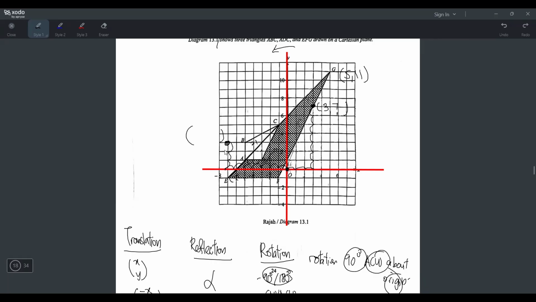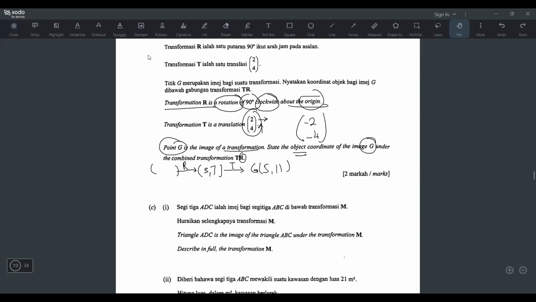Okay, this is your answer. -3. What is this? -3, 3, is it? No, -7. Sorry, it's -7, right? So 1, 2, 3, 4, 5. Yeah, -7 and then 3. So this is your final answer.